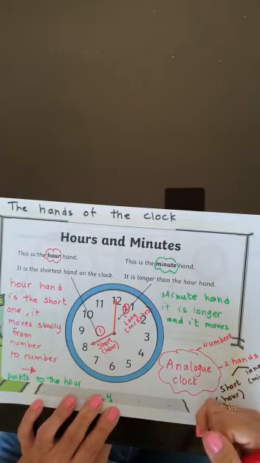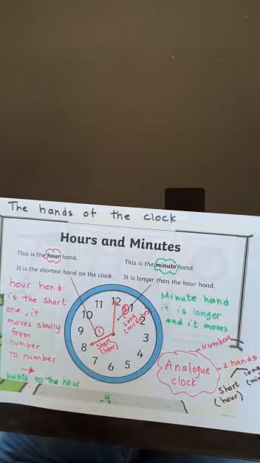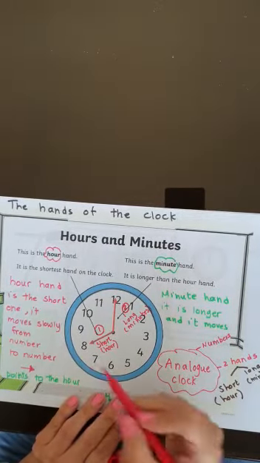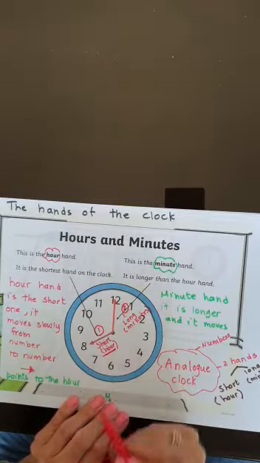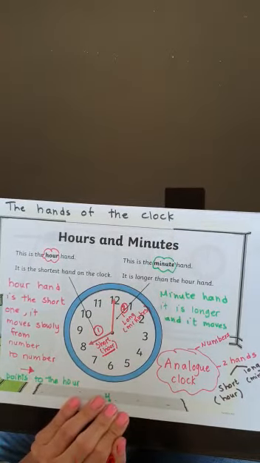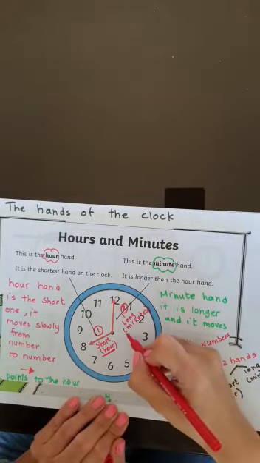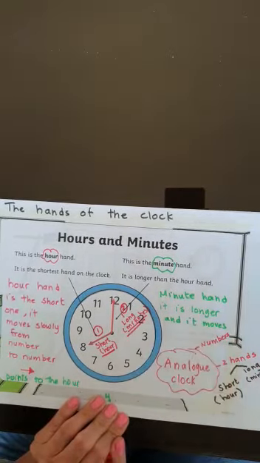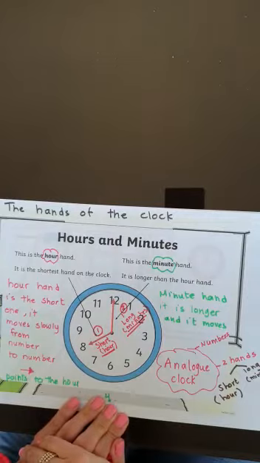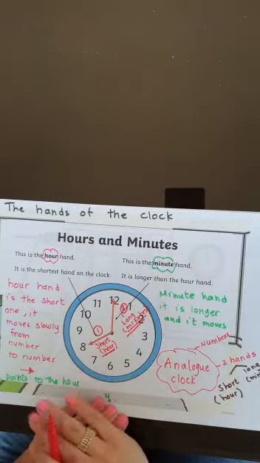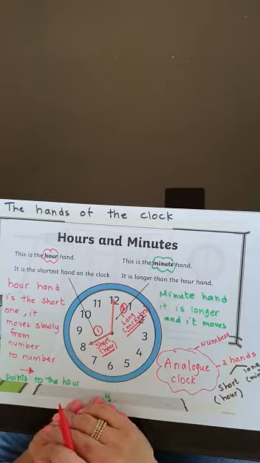But how about we give them names, grade 1? Now we're all going to agree that the name for the short hand, grade 1, will be the hour hand. And the name for the long hand, it's going to be what, grade 1? The minutes hand. So now that we agreed about the names and the parts, let me tell you a few things about the hands.